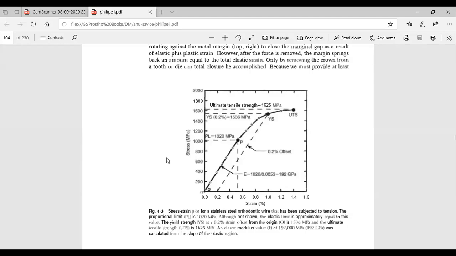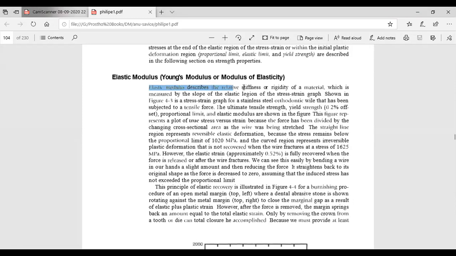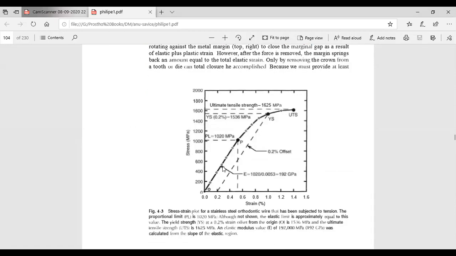Now, if you take this graph, the stress and strain plot for a stainless steel orthodontic wire, the proportionality limit, if you see, now in the definitions, elastic modulus describes the relative stiffness or rigidity of the material, which is measured by the slope of the elastic region on the stress strain graph. Now here, from here to here, have you seen this E measurement? If you take P, 1020 divided by 0.5053 strain percent, which means what? Elastic modulus is stress by strain.